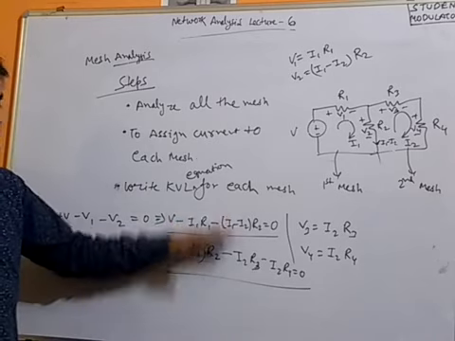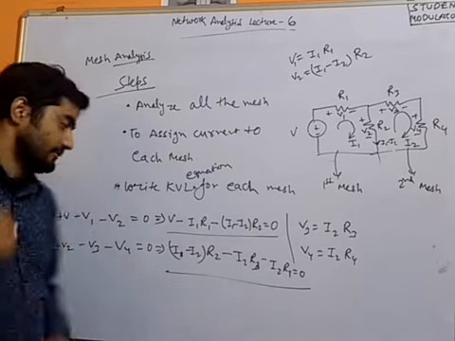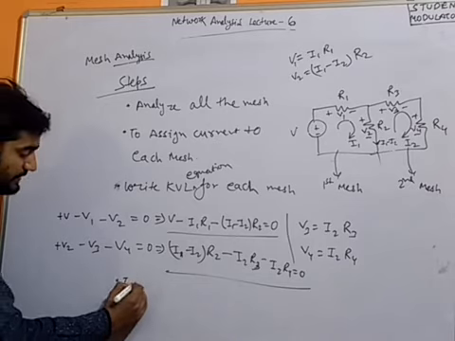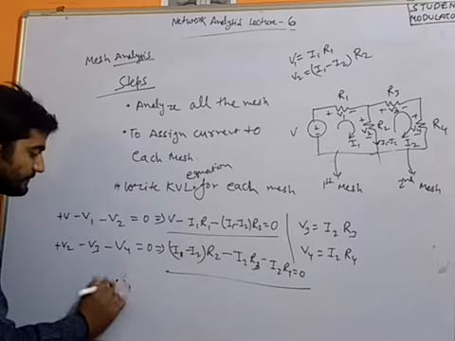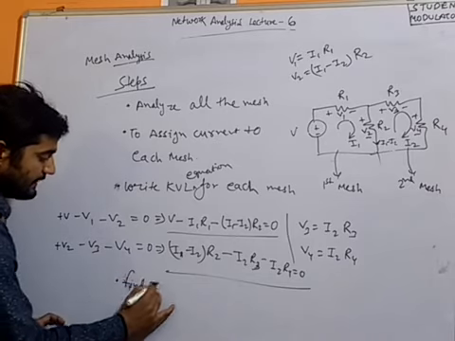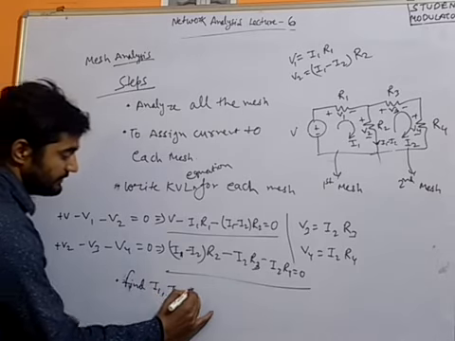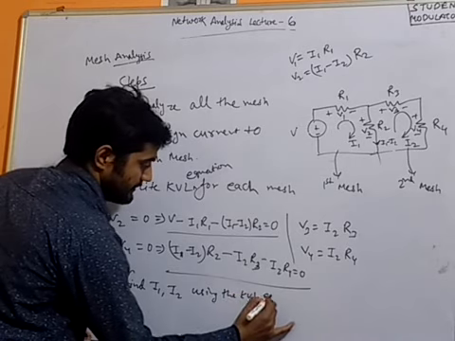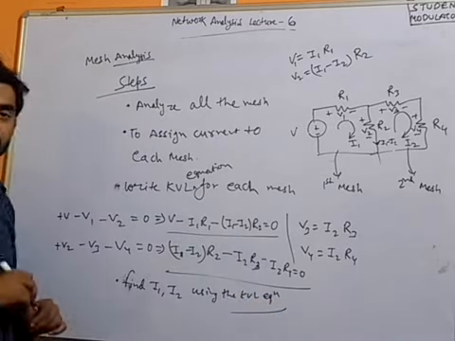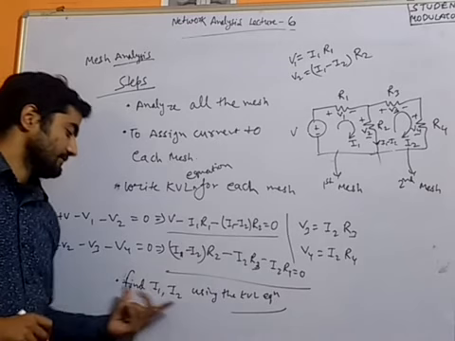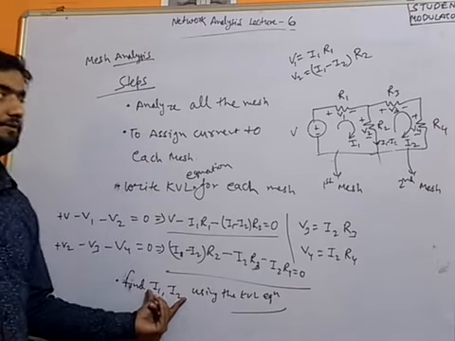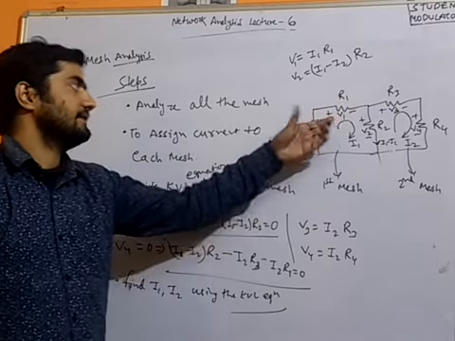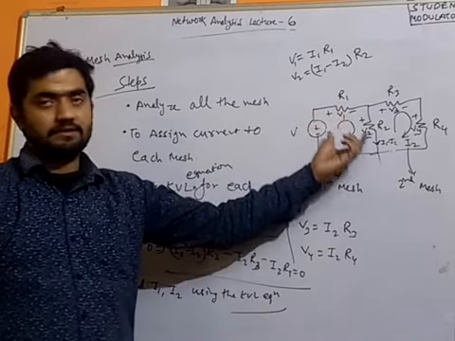So using the two equations, we can easily find the values. The last step will be to find I1 and I2 using the KVL equations. So with the KVL equations we have just got, we will find I1 and I2, and later we can find any branch voltage, meaning the voltage across any element.